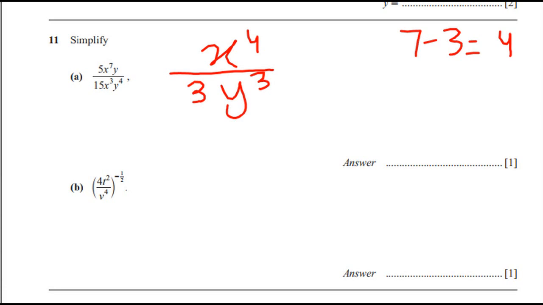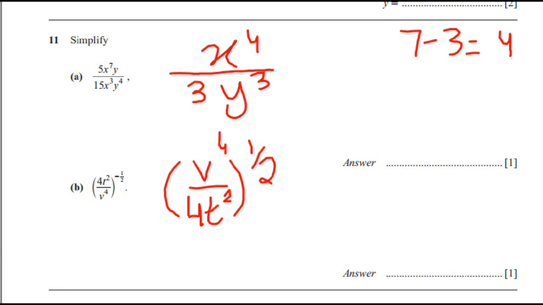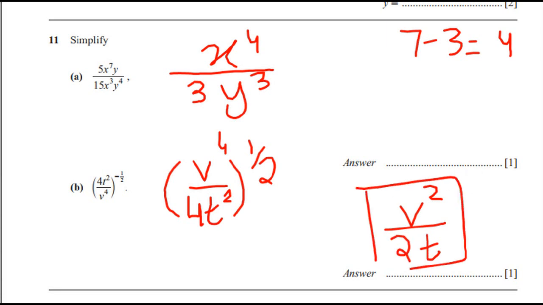For part B, first we have a negative index. To make it positive, take the reciprocal of the fraction inside. So v⁴ over 4t². Now v power 4 times power half is v squared. t power 2 times power half is t power 1, and power half means square root. So square root of 4 is 2. So this is the answer for part B.